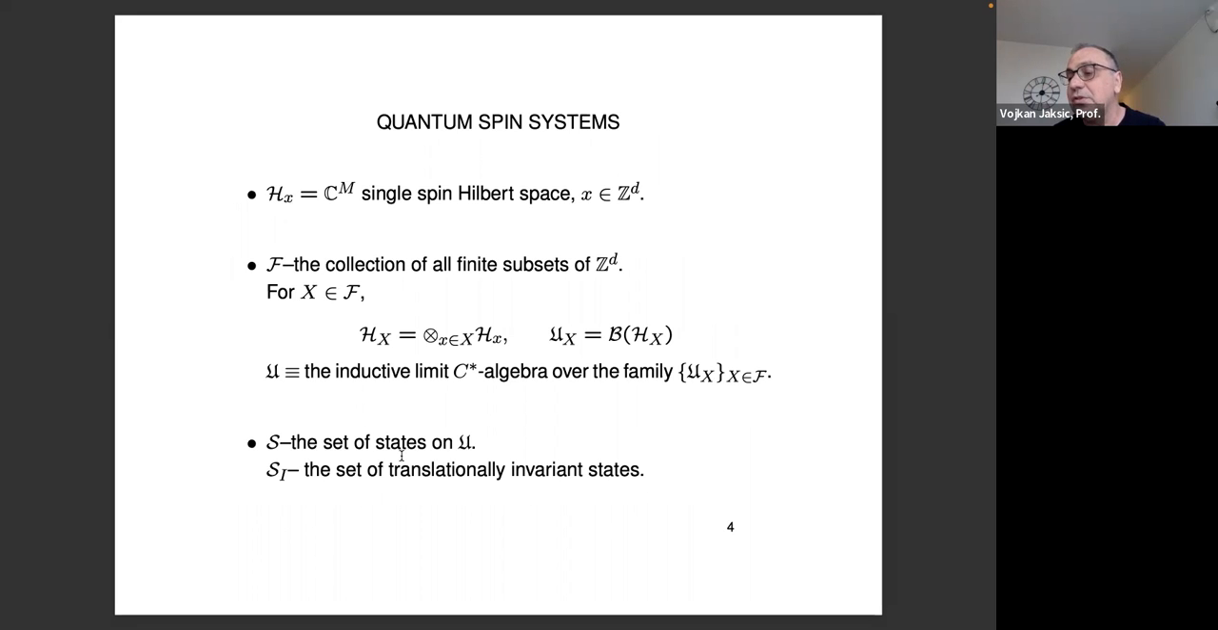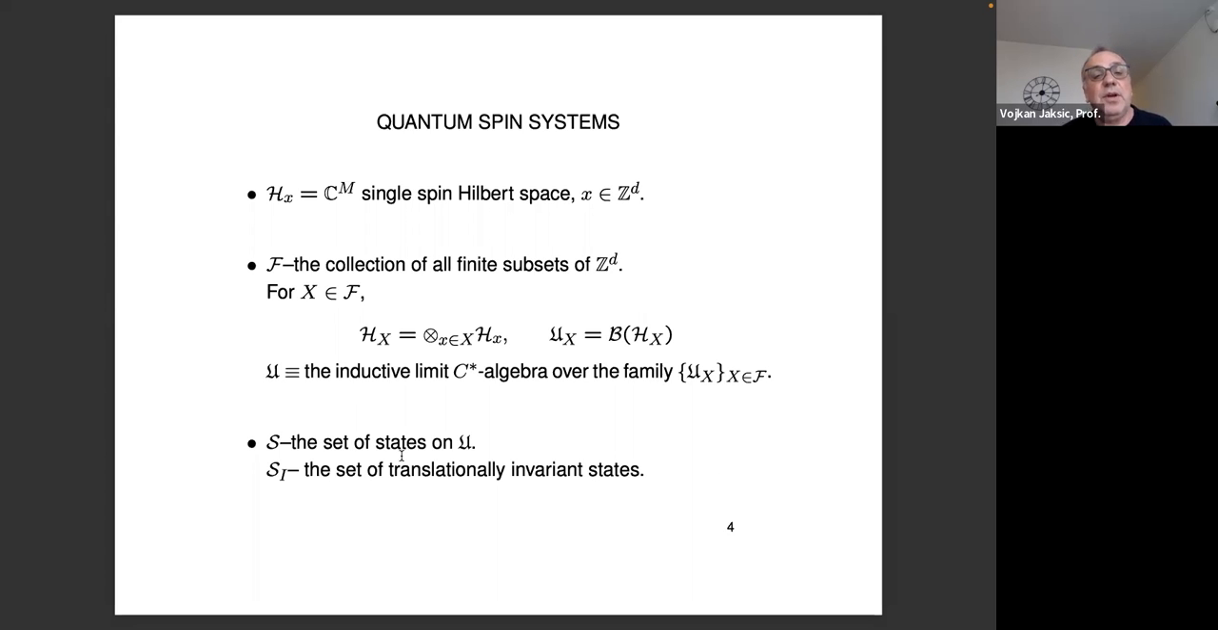Okay, so let me now start with the quantum spin system setting in which we will address the problem of approach to equilibrium, and more specifically, the question of Ruelle from 1967. So I will go relatively slow, since we might have an expert audience here. The set of spin sites is taken to be the lattice Z^d. And to every site x, we attach the single spin Hilbert space H_x, which we take to be C^m for some fixed m. We denote by F the collection of all finite subsets of Z^d. So this is the set of all finite spin configurations.